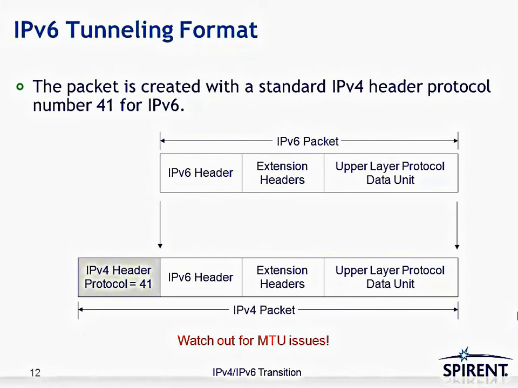So this slide just gives you another example of the tunneling format. So you start out with the original IPv6 header, possibly any extension headers, and then the upper layer protocol that is transmitted. And then ultimately it gets encapsulated with an IPv4 header where the protocol is set to 41, which indicates that the next protocol header is an IPv6 header instead of, say, TCP or UDP. As you can imagine, since we're just adding another 20 bytes with an IPv4 header, for largest packet size, you need to watch out for MTU, or maximum transfer unit, issues then.